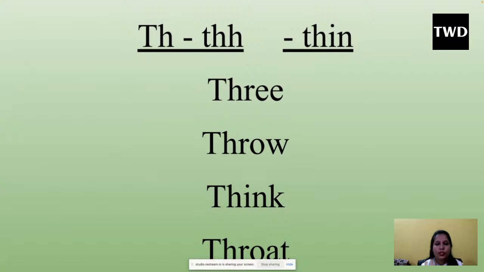Then TH is "th", not "t". Many people pronounce it as "tin", not thin. This is thin, three, throw, think, throat. TH makes the sound "th", not "t". You are not going to pronounce these words as tin or tree or trow or tink. No, this is thin, three, throw, think, throat. Yes.